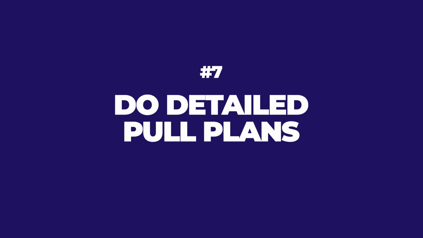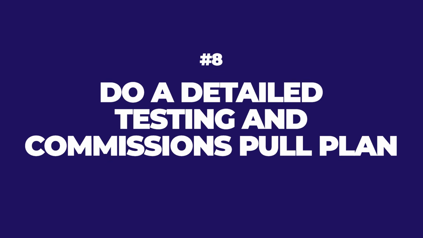Seven, within those smaller segments, do detailed pull plans. Eight, do a detailed testing and commissioning pull plan at the end so that you know you have the right path to get to your tests, your sign-offs, your fire life safety walks, and your preliminary balancing report. One thing that I would always say, move commissioning sooner by at least 6 weeks. I'll link you in the description below to a video on that as well if you need help.